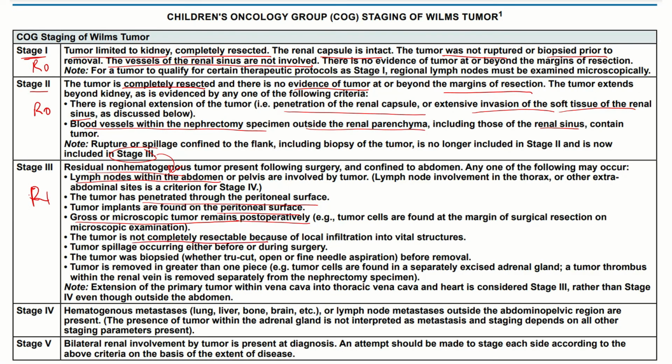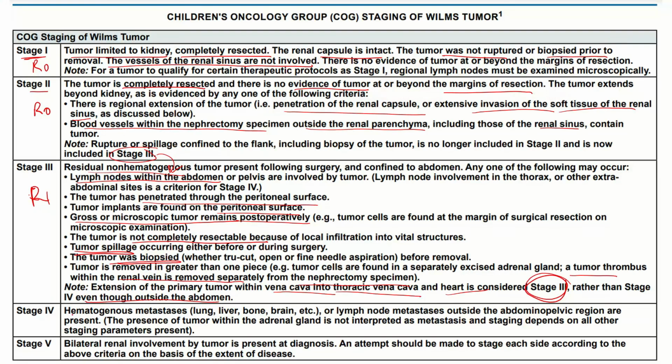The tumor is not completely resectable, and there is tumor spillage intraoperatively. Preoperatively, a biopsy was done. The tumor is removed in greater than one piece, which is more or less like spillage. A tumor thrombus within the renal vein is removed separately from the nephrectomy specimen. Extension of the primary tumor within the vena cava into the thoracic vena cava and heart is considered as stage 3 rather than stage 4, even though it is outside the abdomen.